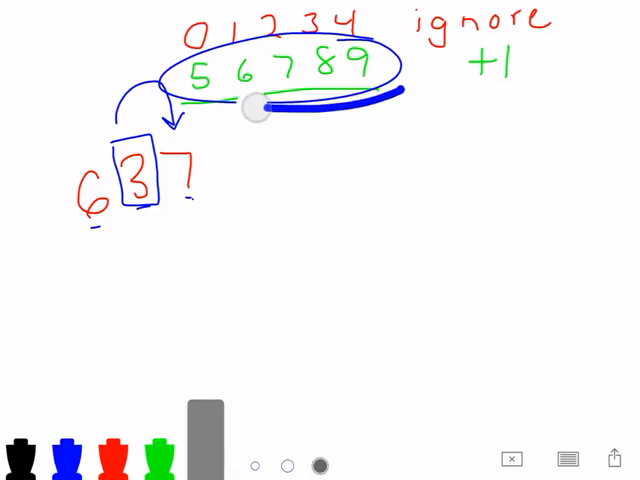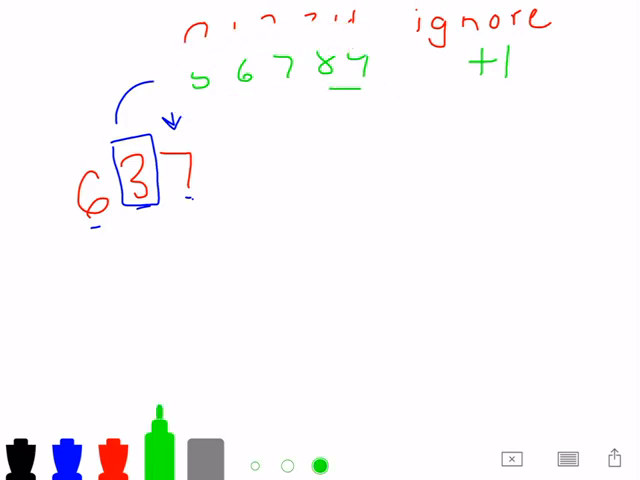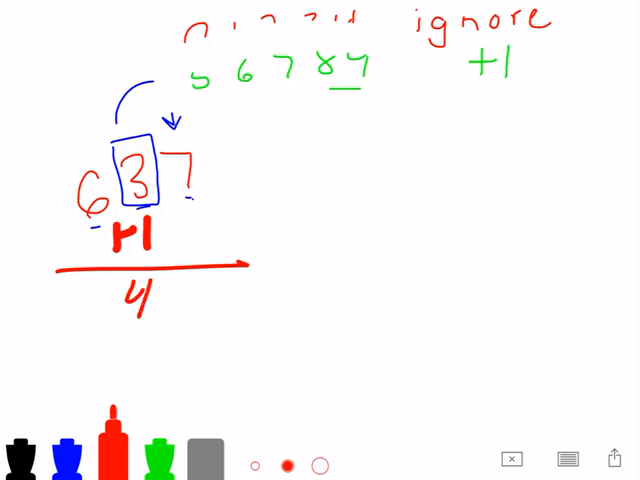So we are going to add 1 to the number in the rounding place. So when we add 1, 3 plus 1 is 4. Everything to the right becomes a 0, and everything to the left just drops down.